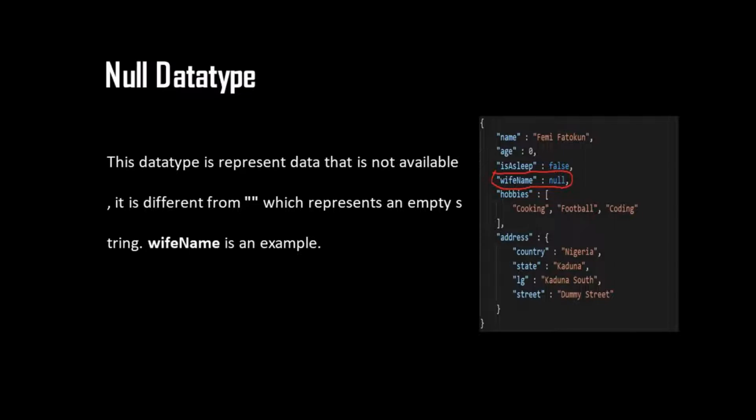An example of null is the wife name in our JSON on the right. You can see we just put null. That's just how we spell it in JSON, just null in lowercase, and you have your null. So the value of wife name is an example of the null data type. So that is that about the null data type. Let us move to the next one.